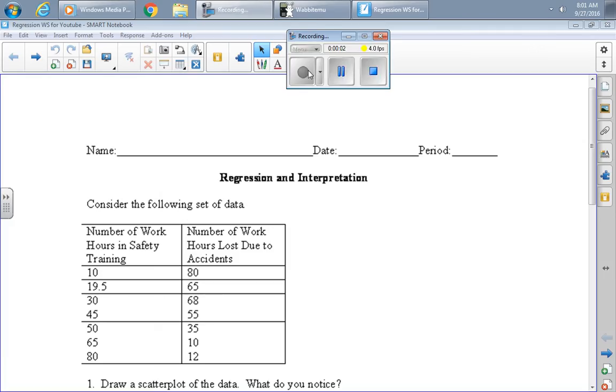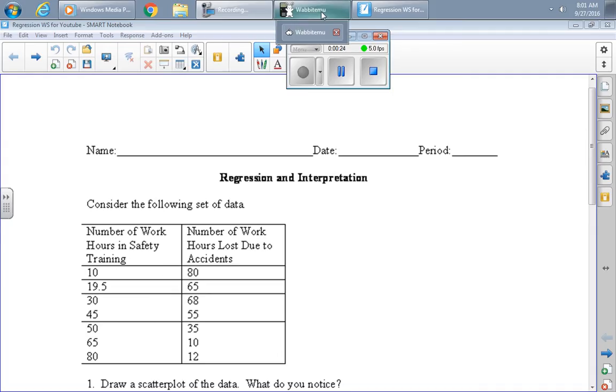So I'd like to go through an example of linear regression and the interpretation of the slope and y-intercept and r squared and a residual plot and how all that works. And so here's the example I have. It's the number of hours that a business spends in safety training and the number of hours lost due to accidents. And so if you need to pause the video at any point, do that.